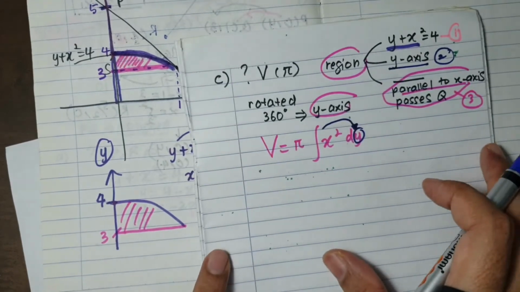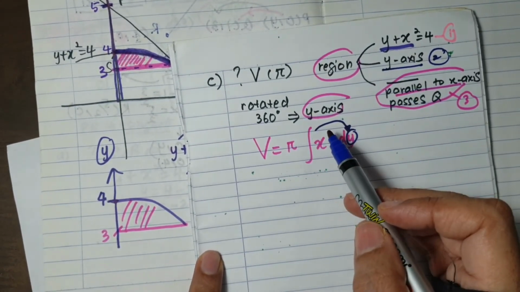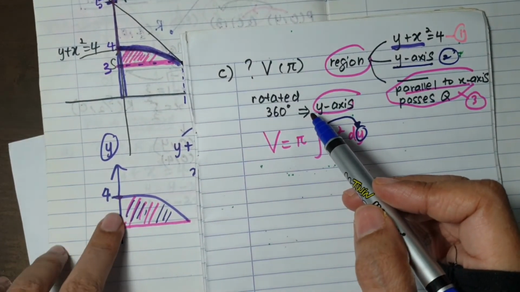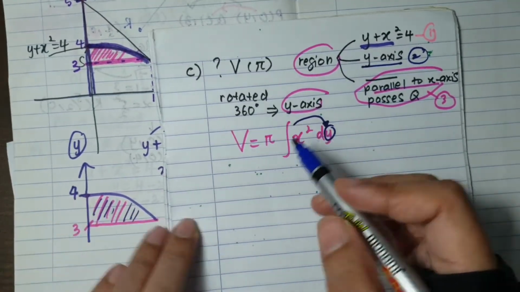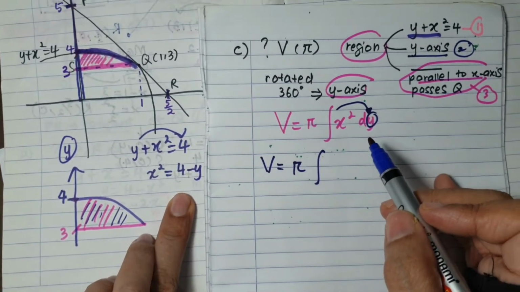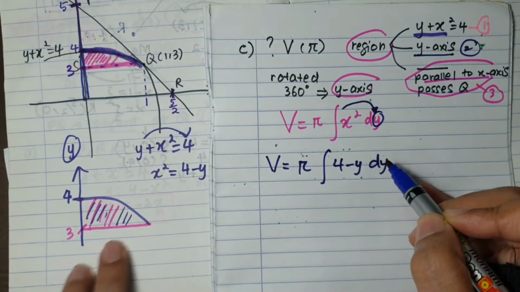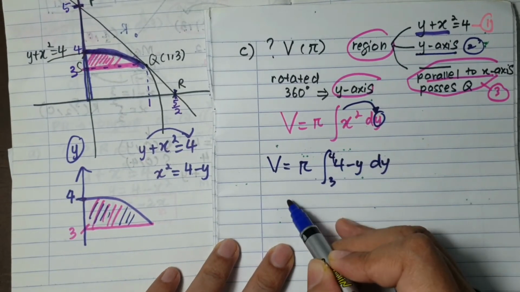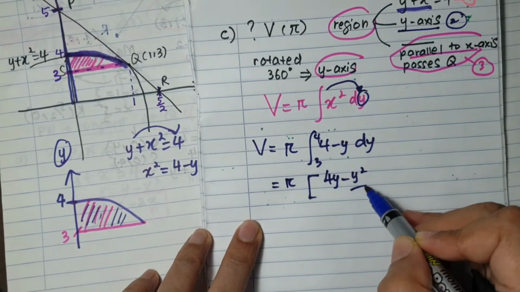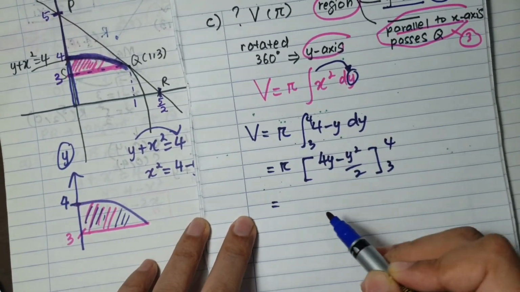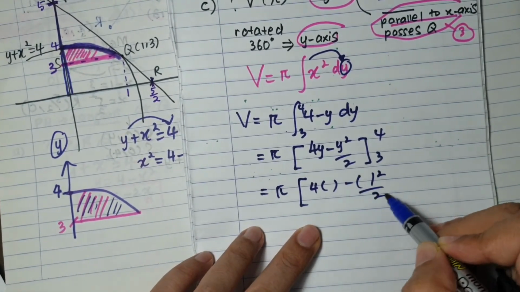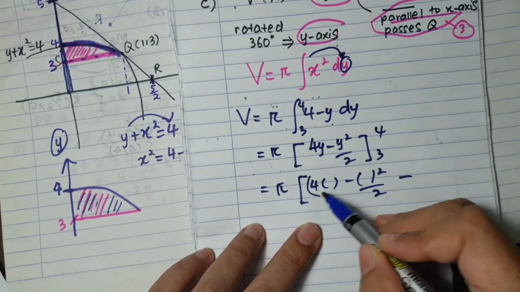Since we use area, the region right now is rotated about the y-axis, so the limits must be on the y-axis. So of course we take from 3 to 4 here. So let's find the volume. With x squared as your subject, you have the integral of 4 minus y dy, with limits from 3 to 4. Integrate as usual: 4 becomes 4y, y becomes y squared over 2, from 3 to 4. You can always check using your calculator. So put in 4, and then put in 3.